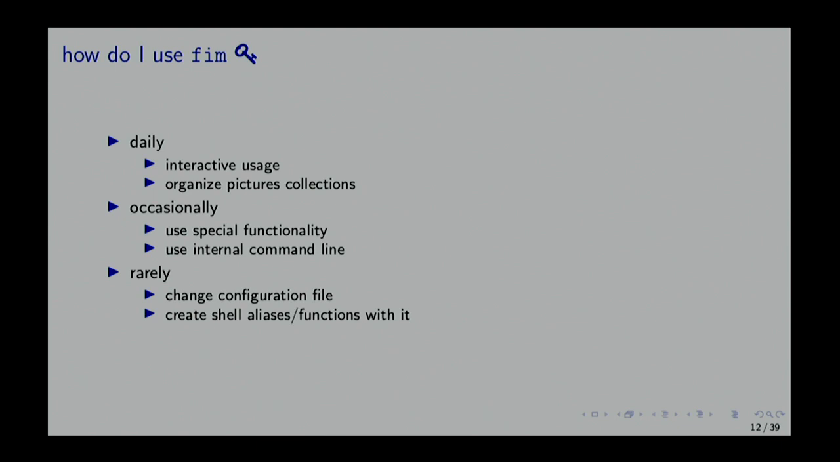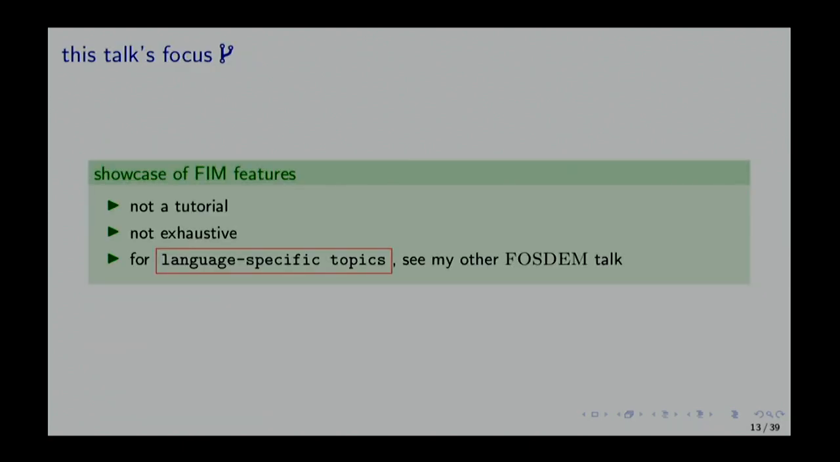How do I use FIM? I don't spend much time programming it, or programming the usage of FIM. Most of the time I use it interactively as any other image viewer, especially to organize picture collections, like I will show later. Occasionally I use the special functionality, what is really unique to FIM, or the command line. And quite rarely, when I come up with some nice workflow which I like, then I change the configuration file, or I even make an alias in the shell to reuse some special way of calling FIM, which is customized for me.